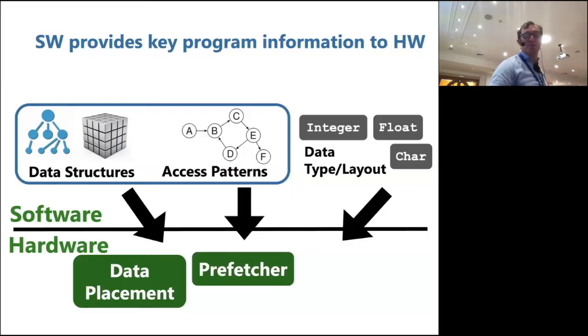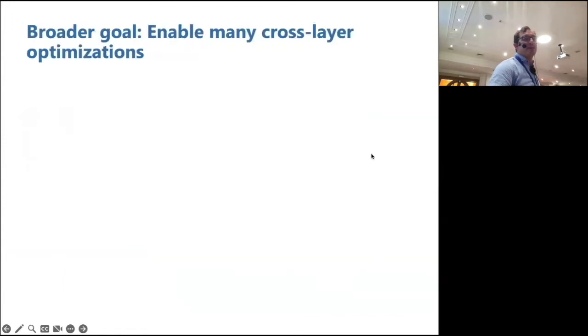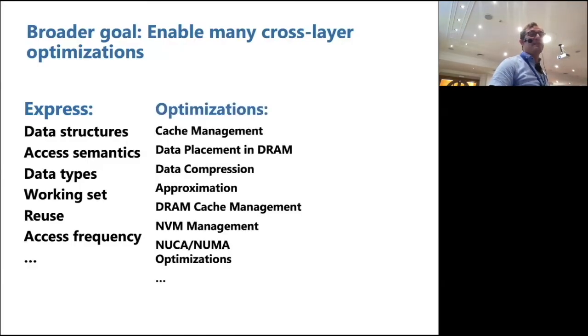This particular paper shows an example. You can customize your data compression algorithms in the hardware layer so that it is better fit for different types of data types and layouts, for example. This could enable many optimizations. I don't have time to cover all of these, but you can express a lot of things. This is a limited set. These are actually more performance related, but there are other things, like approximability, like we discussed. And then you could actually use this information to optimize.